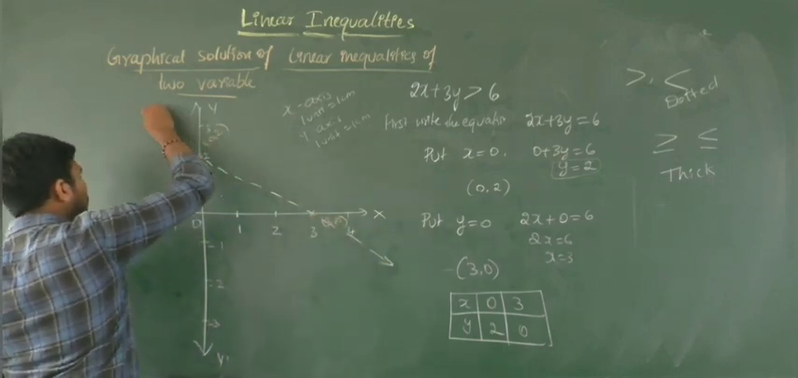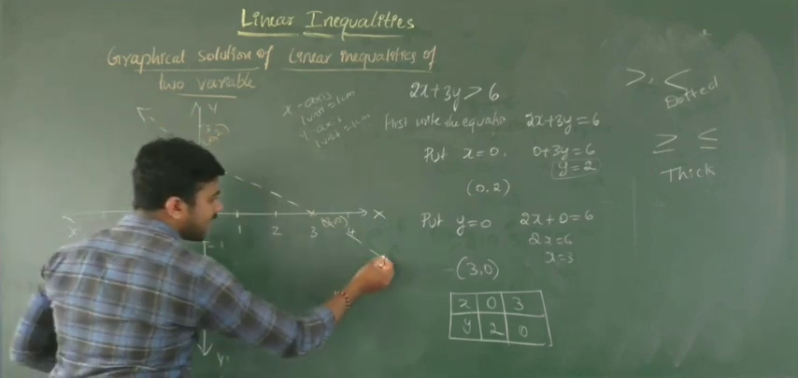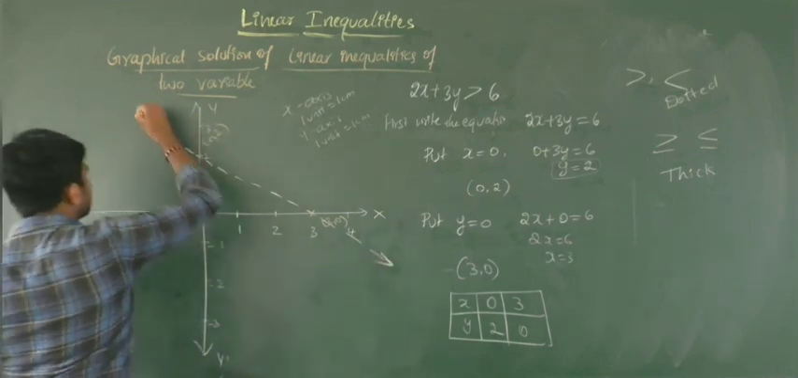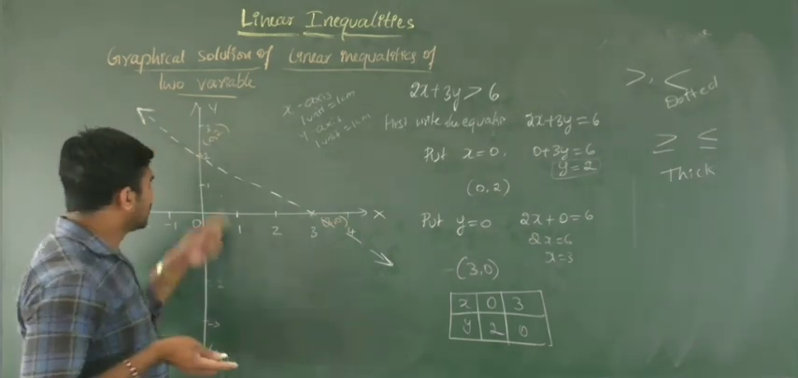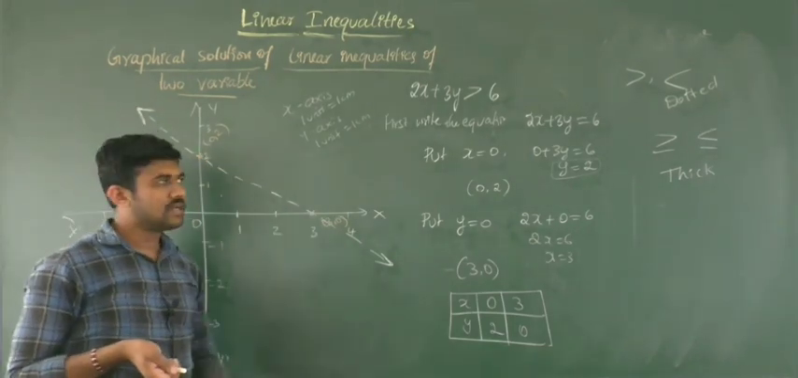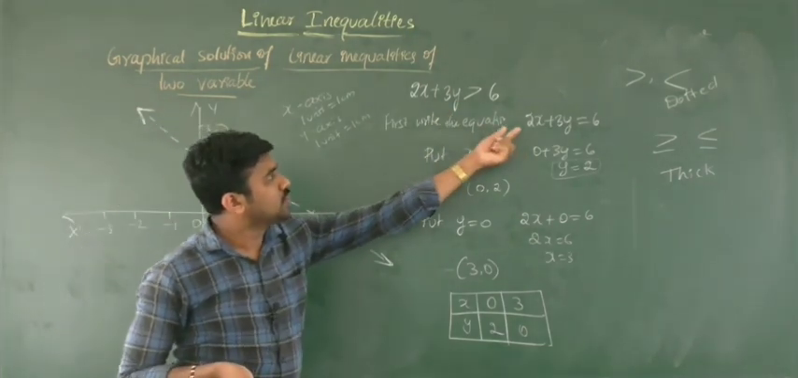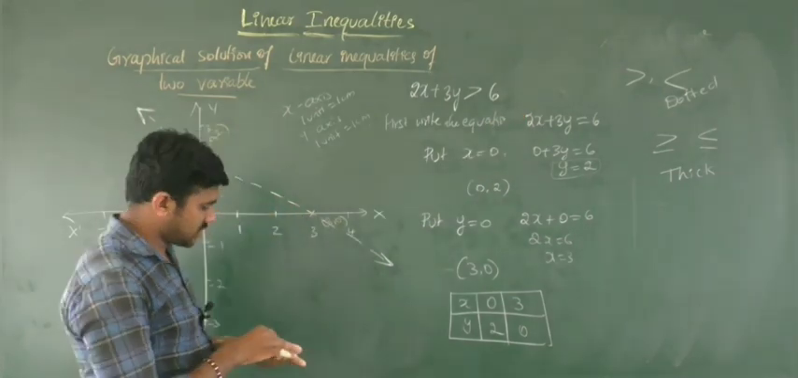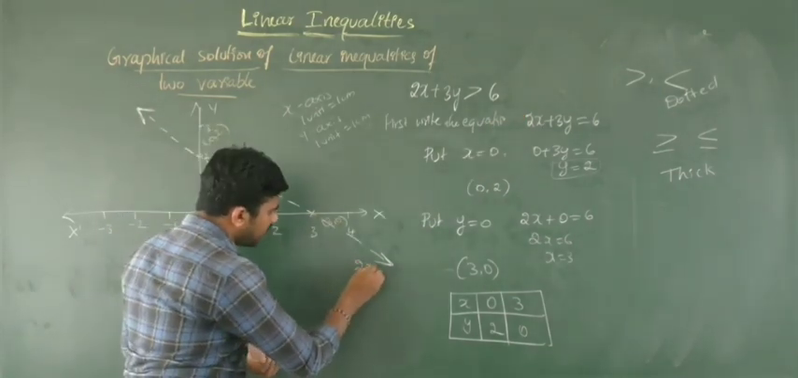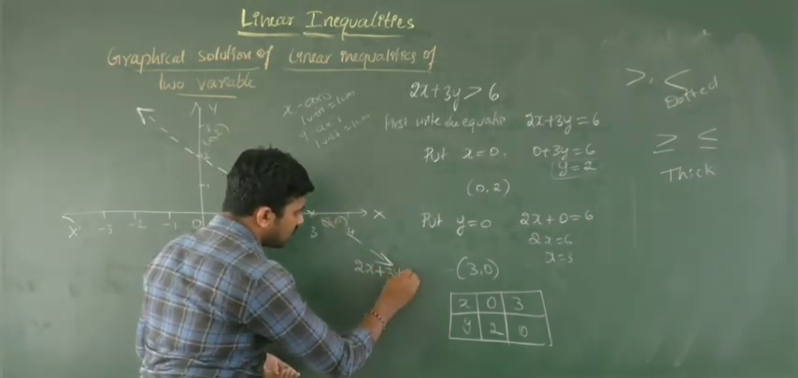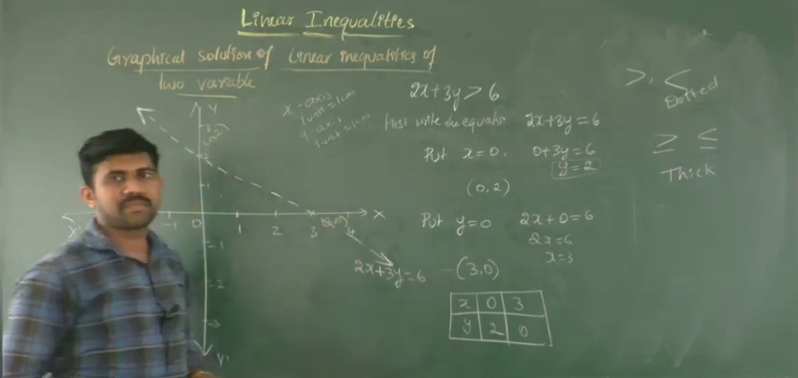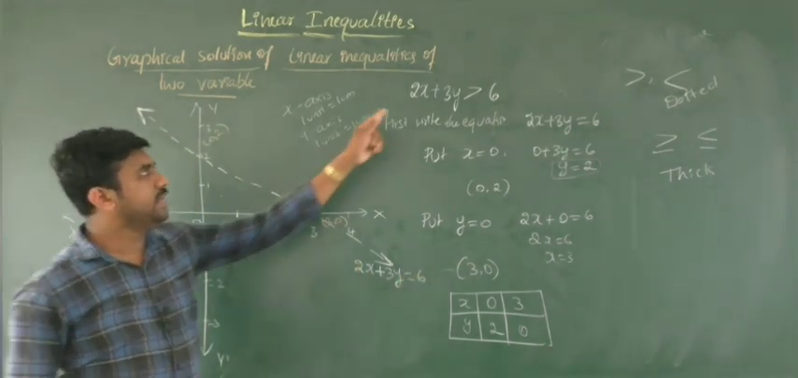Don't stop there, extend it and give arrow marks, like this. Now this is the line 2x plus 3y is equal to 6. This is a line. Now we need to find what?